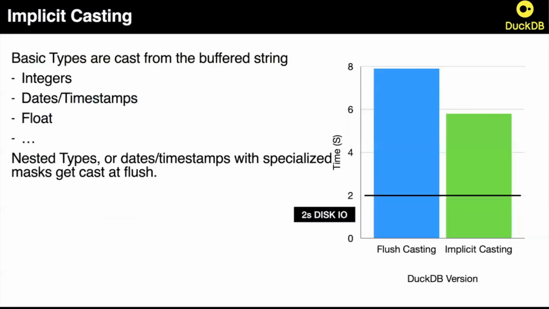Well, what are nested types in CSV? You can have lists, you can have... In the CSV, it's strings, right? There are strings, but okay, so you have a string representing a list, right?